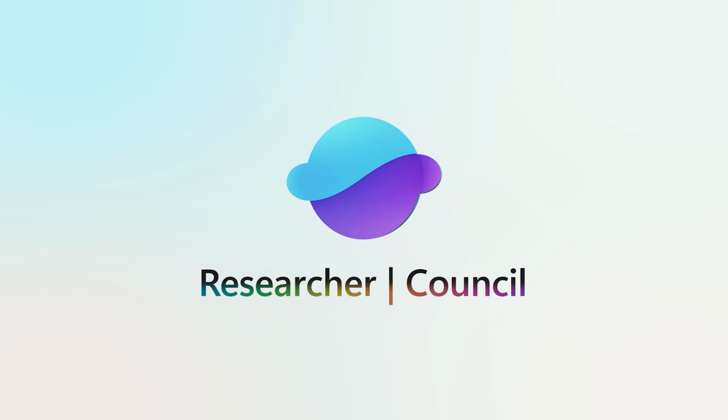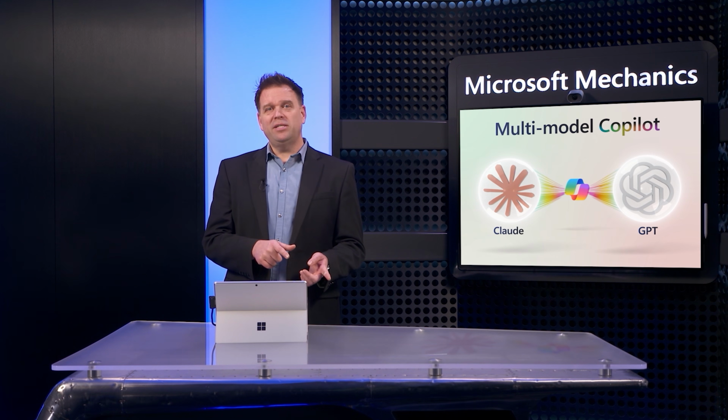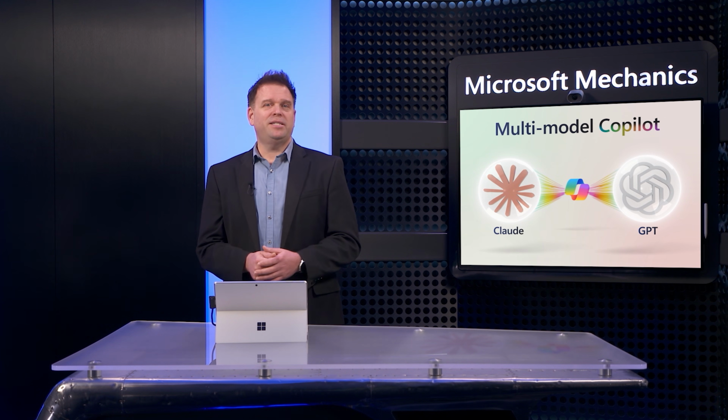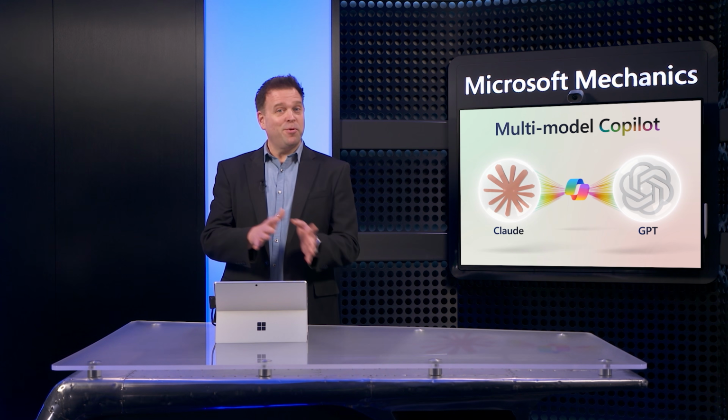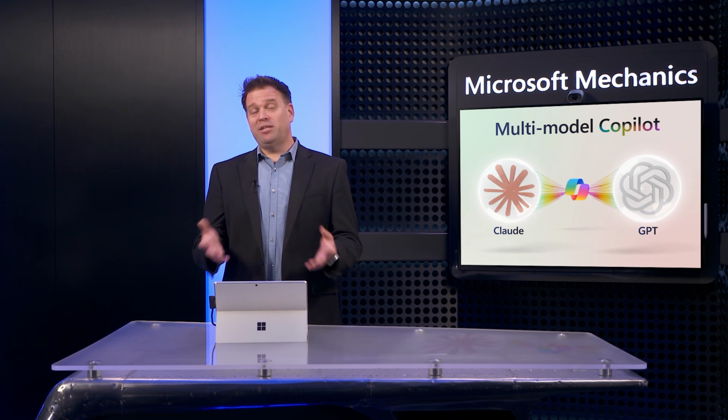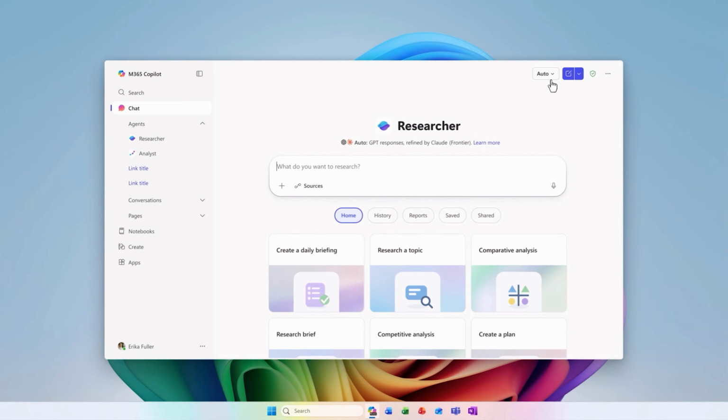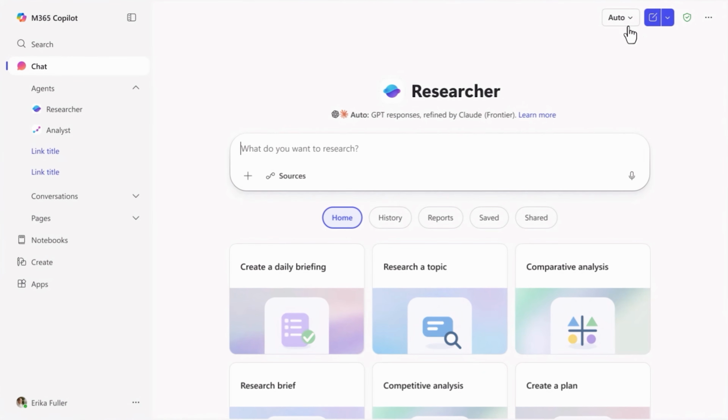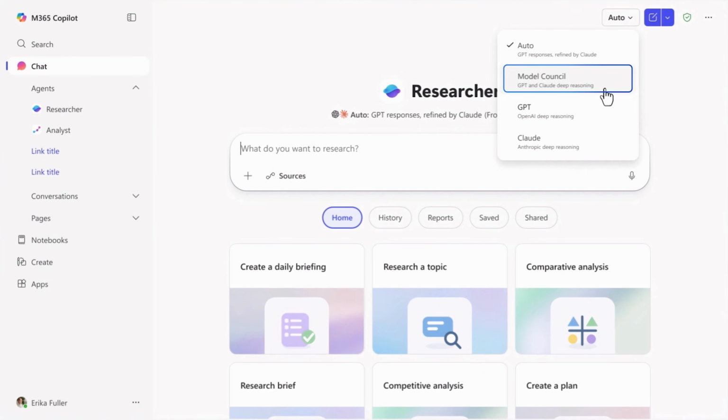Next, let's move on to Model Council in Researcher. Now, this lets you compare responses from different models side by side so that you can see where they agree, where they don't, as well as what differentiates each model. So I'm back in Researcher, and this time from the model picker, I'll choose Model Council.